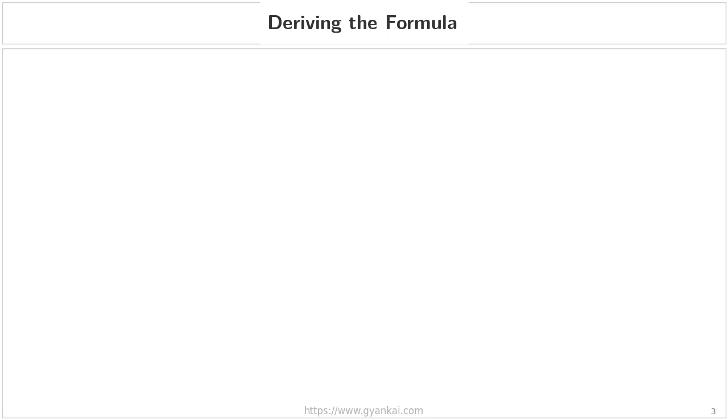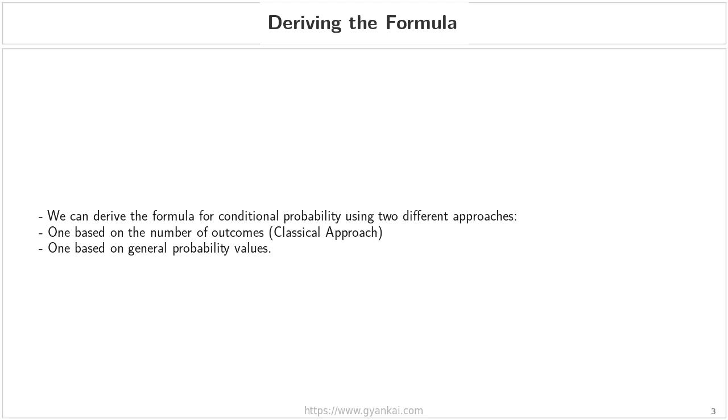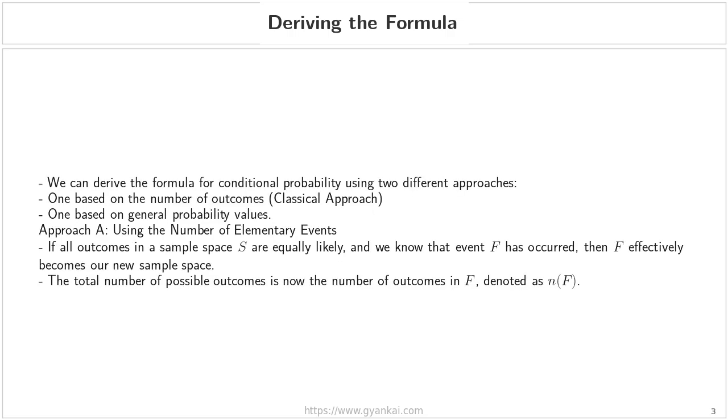Deriving the formula. Now that we understand the notation and what it means for one event to be given another, let's move on to the most important part, how we actually calculate this. On this slide, we're going to derive the formula for conditional probability. There are two different ways to look at this, and both will lead us to the same result. First, we'll use the classical approach, which is based on counting outcomes, and then we'll use a more general approach based on probability values. Let's start with approach A, which uses the number of elementary events.